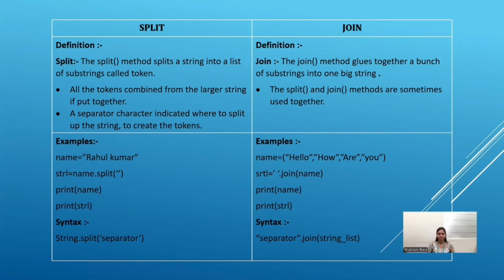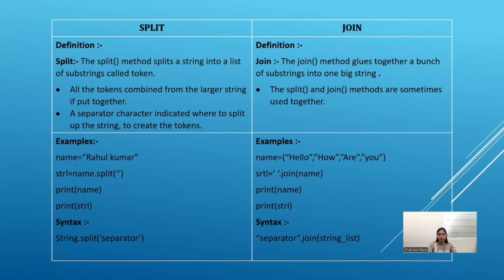Hello everyone, myself Sakshi. I am going to explain about split and join. Now I will explain about split. The split method splits a string into a list of substrings called tokens. A separator can be a character used with split to divide the string and create the tokens. By default, white space is used for splitting strings.